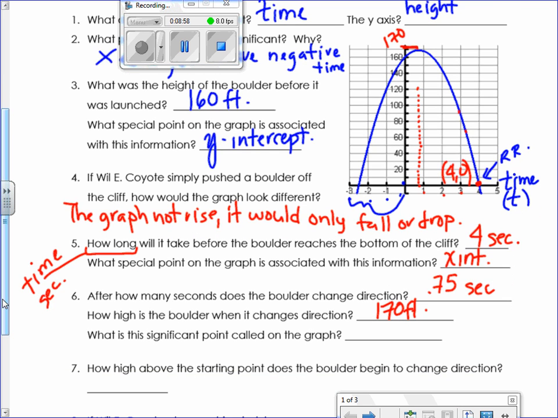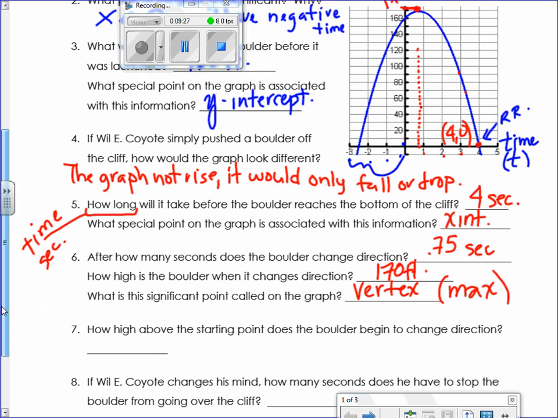Number 6 goes on to say, what is this significant point called on the graph? This point has a name. What is it? Do you remember? If you said vertex, you are correct. And incidentally, is it a maximum or is it a minimum? Okay, remember mountain high? That's the high point, so it's a maximum. Hopefully all the little things that we talked about are coming to mind.